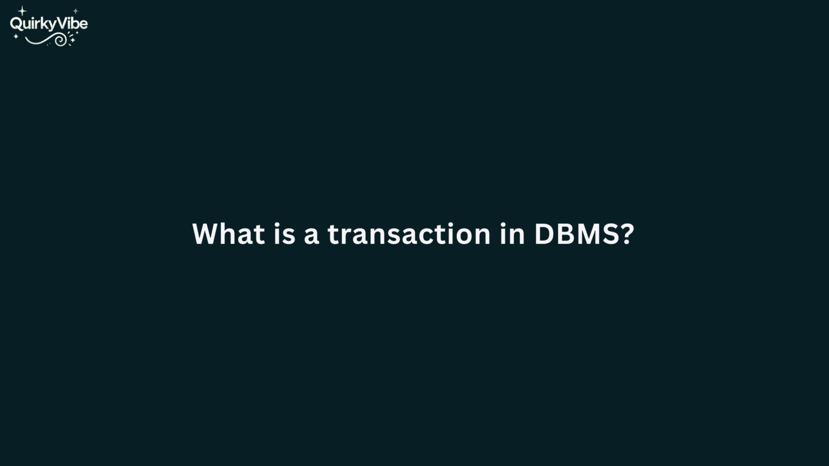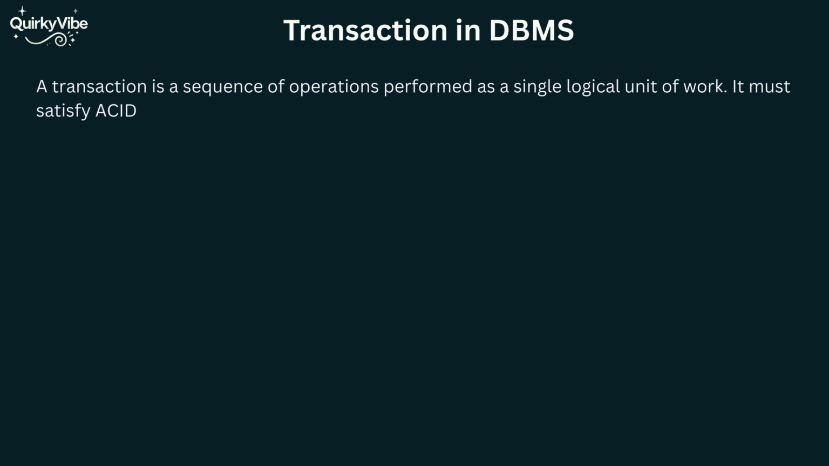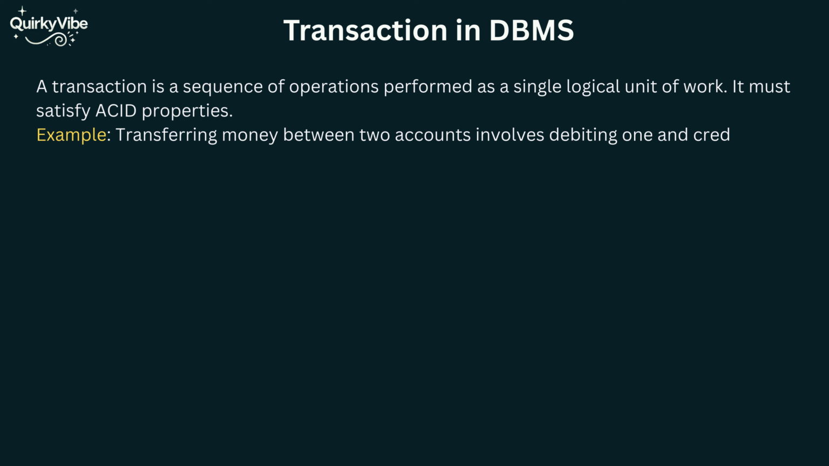What is a transaction in DBMS? A transaction is a sequence of operations performed as a single logical unit of work. It must satisfy ACID properties. Example, transferring money between two accounts involves debiting one and crediting another. Both must succeed or fail together.